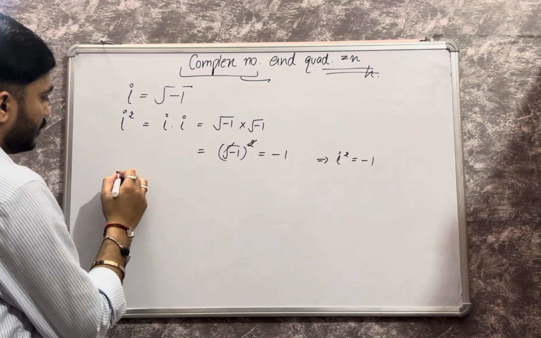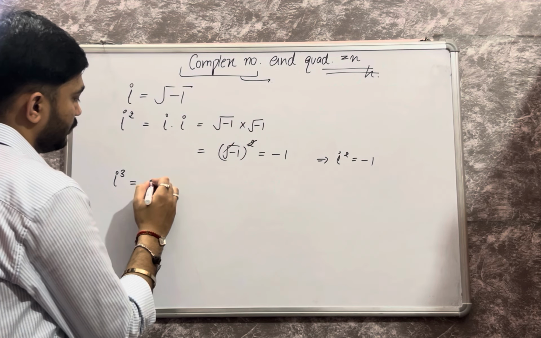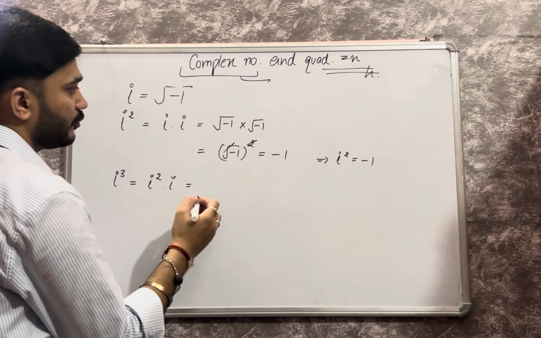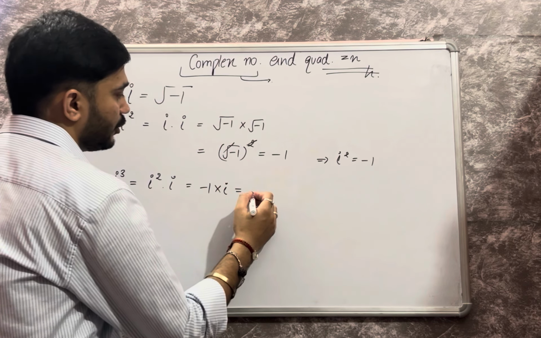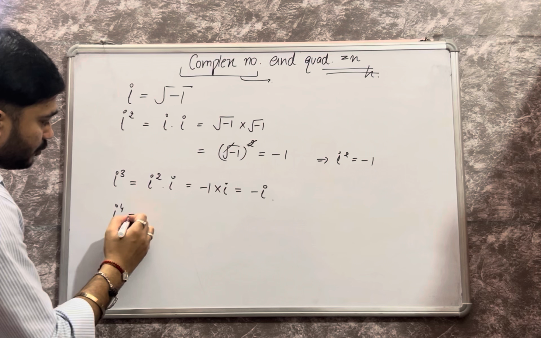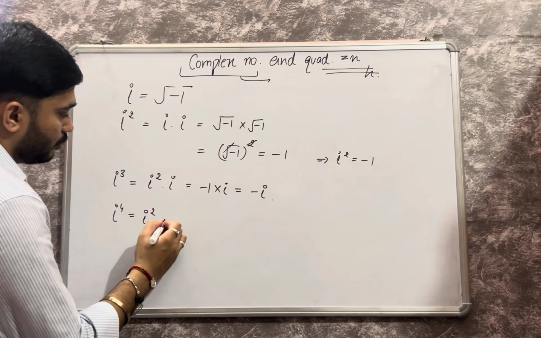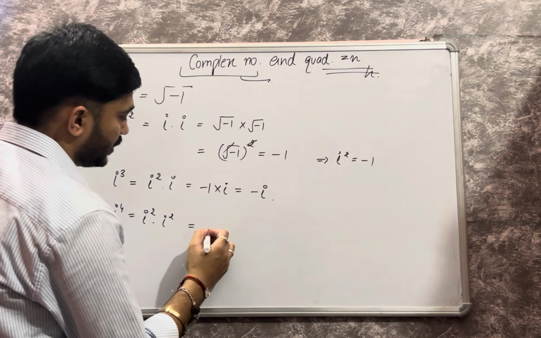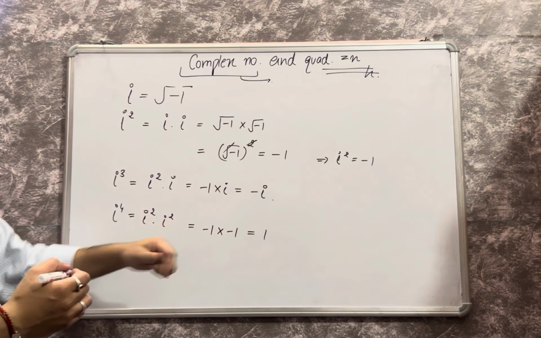But if we have to find the value of iota cube, how are we going to do so? Firstly, iota cube is equal to iota square into iota. Write the value of iota square, that is minus 1 into iota. So the value of iota cube is minus iota. If we have to find the value of iota 4, we can write iota square into iota square. What is the value of iota square? That is minus 1 into minus 1. So the value of iota raised to power 4 is 1.